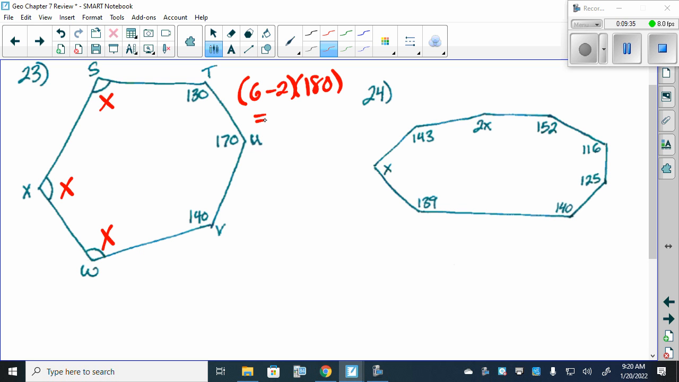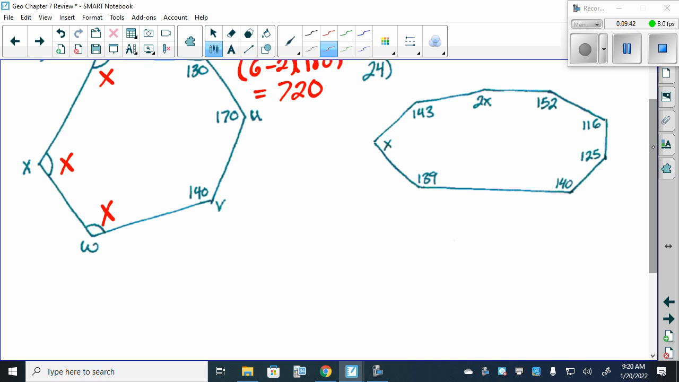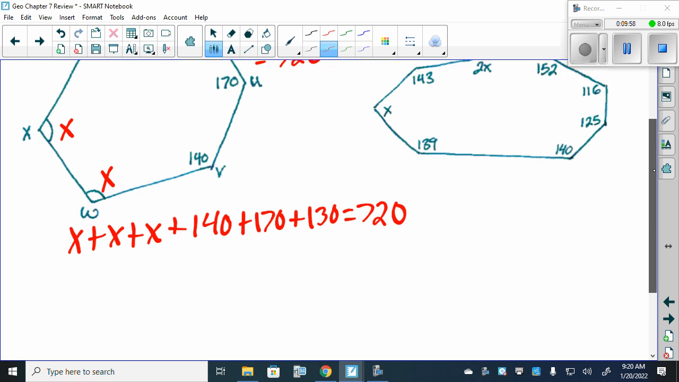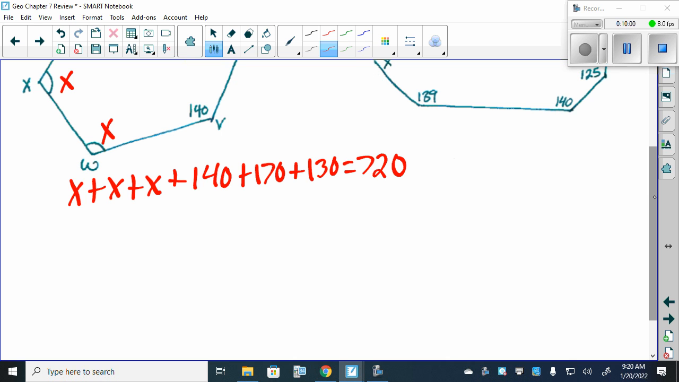We would just have to find it. Now, this here is 720. So what that means for us is that x plus x plus x plus 140 plus 170 plus 130 is 720. Because for these here, since they don't tell us what the sum of the interior angles is directly, we have to find it using n minus 2 times 180. And once we do, we can add all the angles together and set it equal to it.